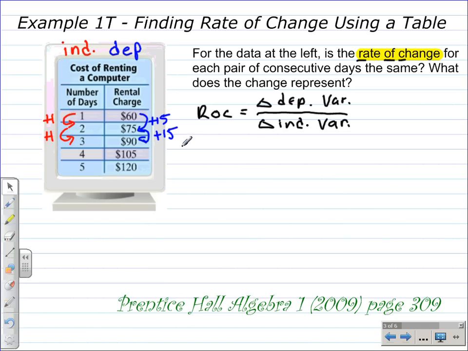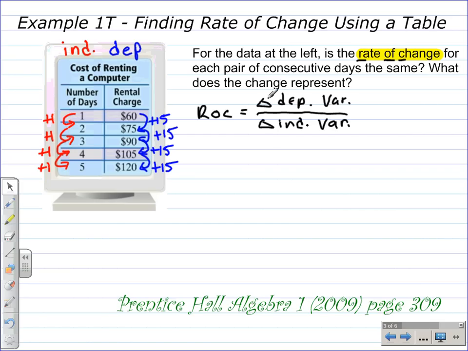It's a 15 to 1 ratio. From 90 to 105 is 15, and from 105 to 120 is an increase of 15. And we can see consecutive days here. From 3 to 4 is an increase of 1, and from 4 to 5 is an increase of 1. So the change in the dependent variable over the change in the independent variable for each set of consecutive days is the same. So to answer the first question, is the rate of change for each pair of consecutive data the same? Yes, it is.